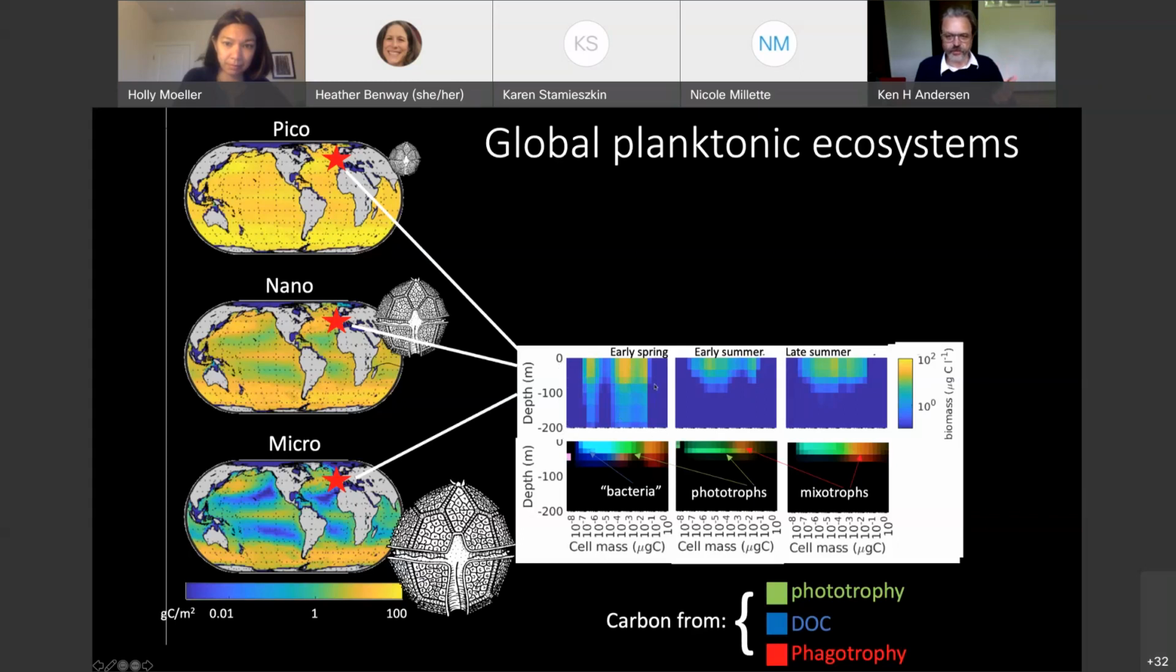We have deep mixing in spring, and then we have a stable stratification, but a similar size distribution. And here we have the trophic strategies, just like before, with the different colors showing the trophic strategies, which change according to season, but also to depth. For instance, you see down here deeper, we have more dominance of phagotrophic strategies, whereas we have more phototrophic-dominated strategies up at the surface.